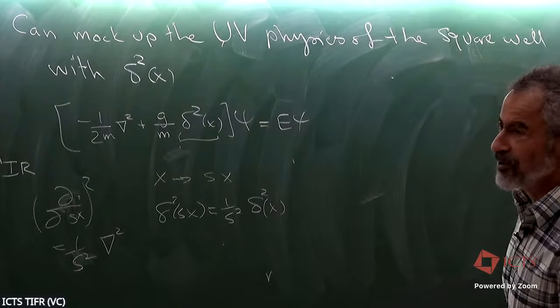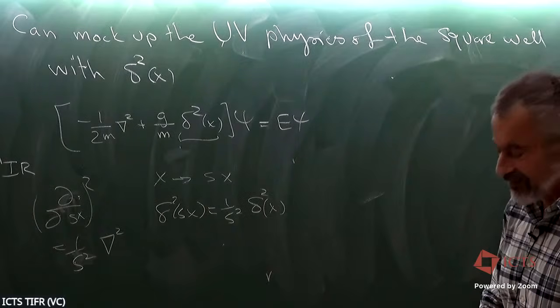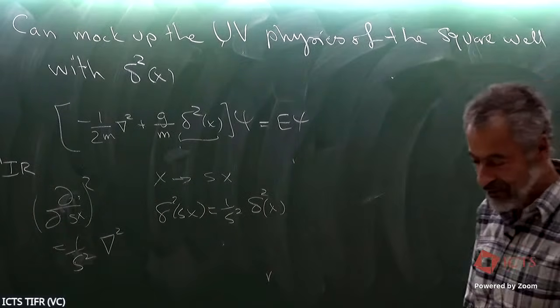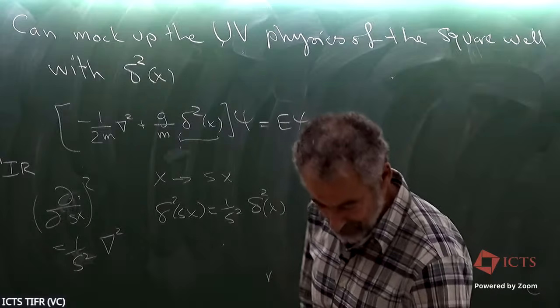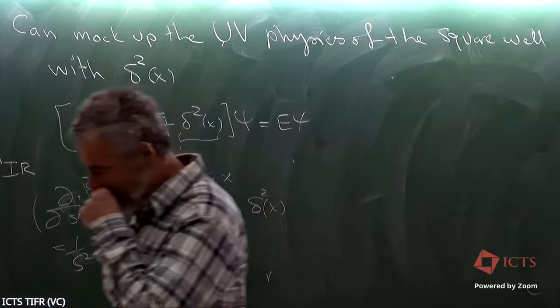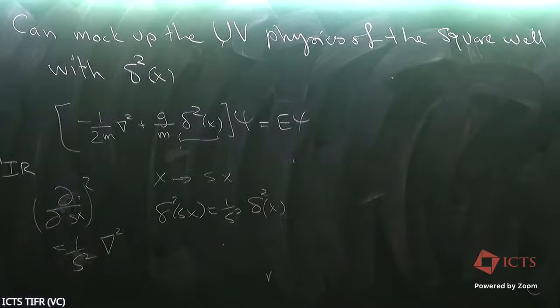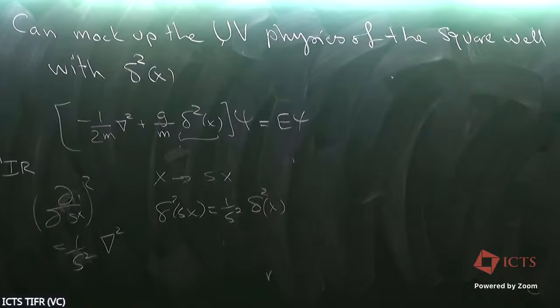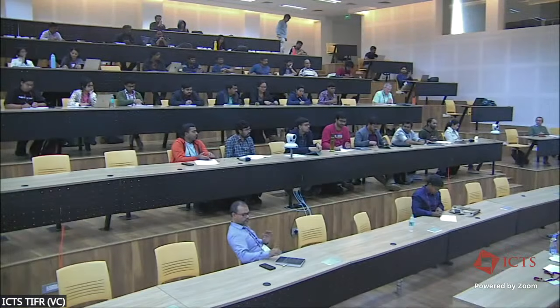So am I supposed to stop at this point? Okay, so we'll compute the beta function for G after the break. Any questions? Yeah.